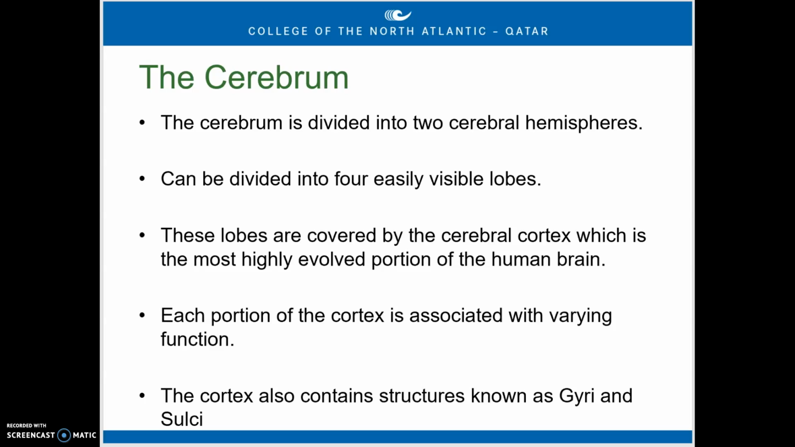Now each one of these lobes is going to be covered by the cerebral cortex, which is the outside part of the brain. And that's going to have these different centers that we'll talk about shortly. Now each portion of the cortex is associated with a different type of function. So different places in the brain are responsible for different functions. And we also talked about yesterday the structures known as the gyri and the sulci, and we talked about their role in increasing the amount of gray matter we can have within the cerebral cortex. So let's have a look at those different lobes.